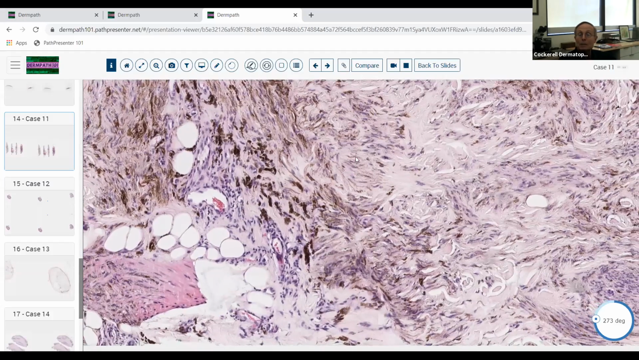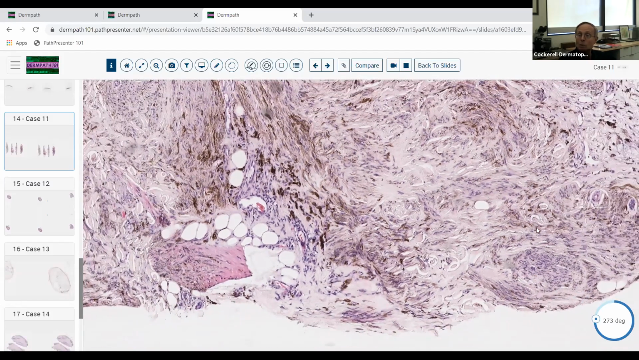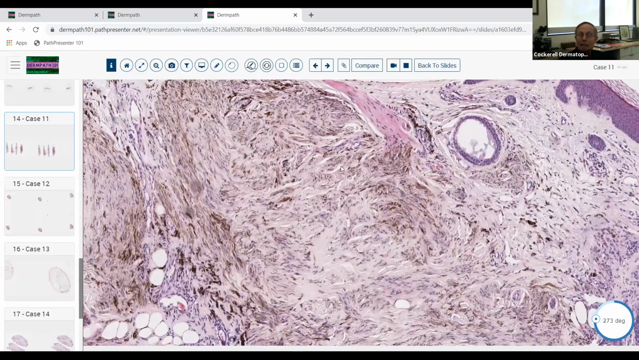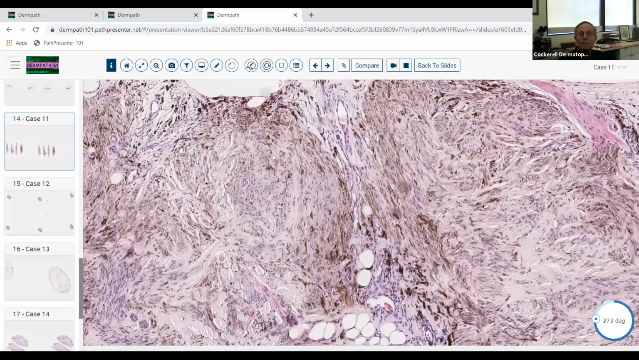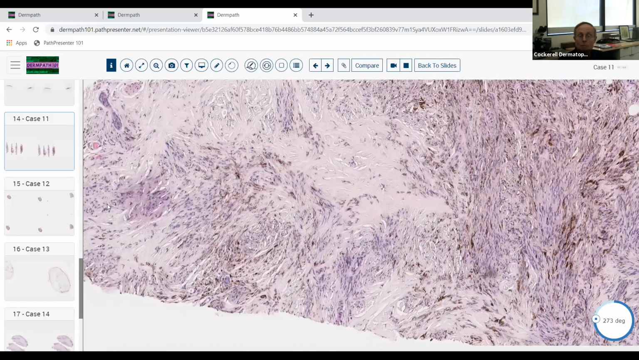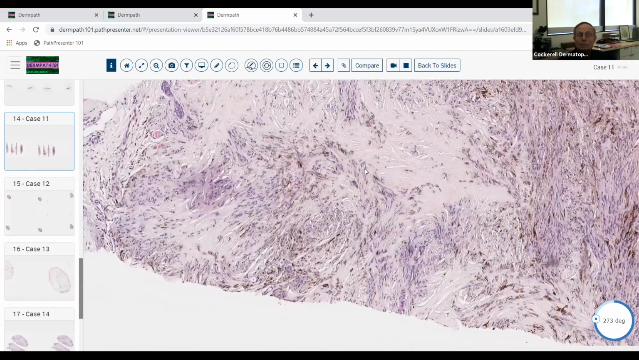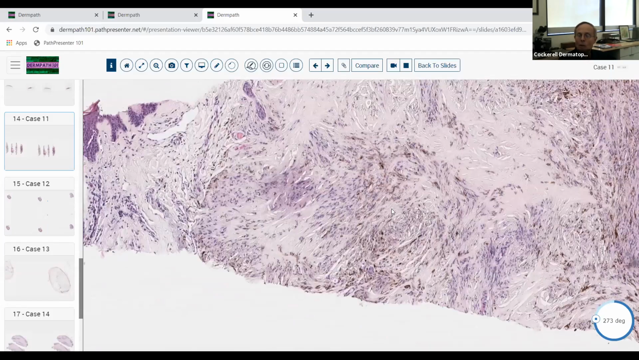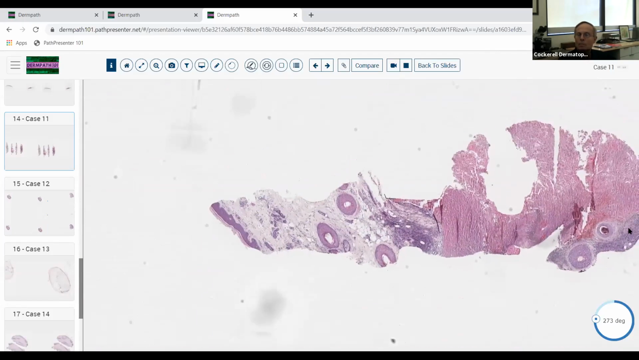And it's got these spindle-shaped cells. So what's the most likely diagnosis when we see spindle, heavily pigmented melanocytes in the dermis? Well, we think of a blue nevus. So this part of the lesion looks very much like a blue nevus here. But is that all the story? Well, let's look at this other piece over here.